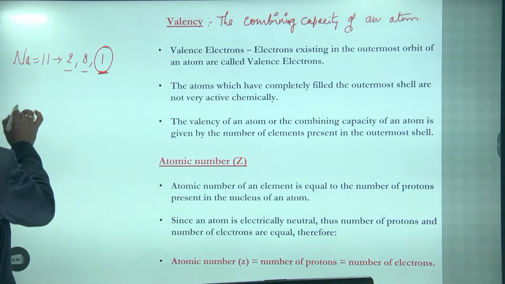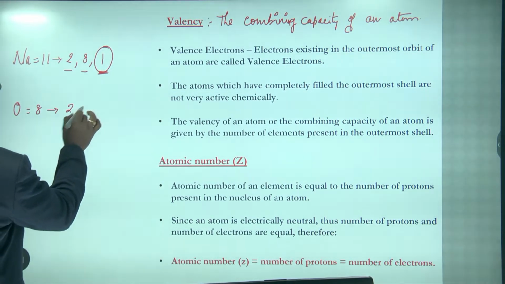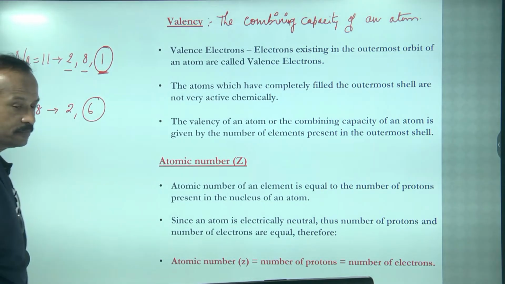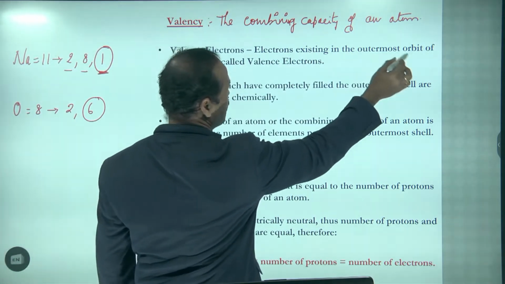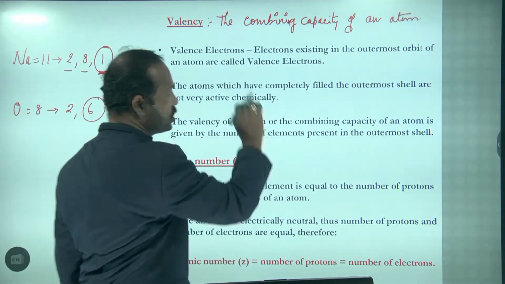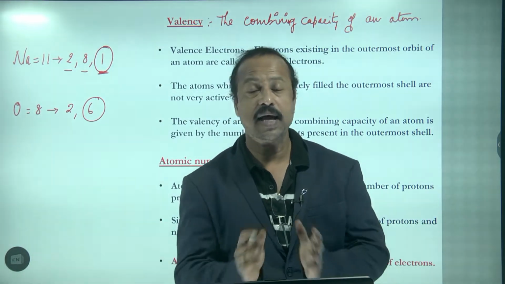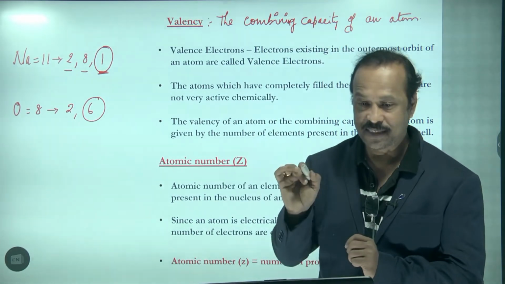For example, if I take oxygen, the atomic number is 8. So I write the electronic configuration 2, 6. Here the valence electrons are 6. Is this clear? So the electrons existing in the outermost orbit of an atom are called valence electrons. Outermost orbit means the last orbit. The number of electrons present in the last orbit is called the valence electrons.